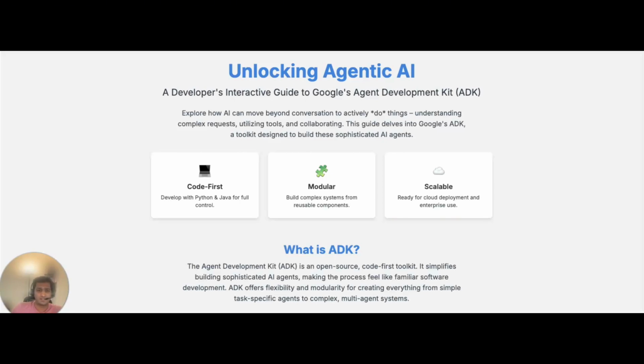First things first, what exactly is the Agent Development Kit? At its heart, ADK is an open source, code-first toolkit designed to make building sophisticated AI agents feel more like familiar software development. It's flexible and modular, allowing you to create everything from a simple agent that performs specific tasks to complex multi-agent systems that can tackle intricate workflows.